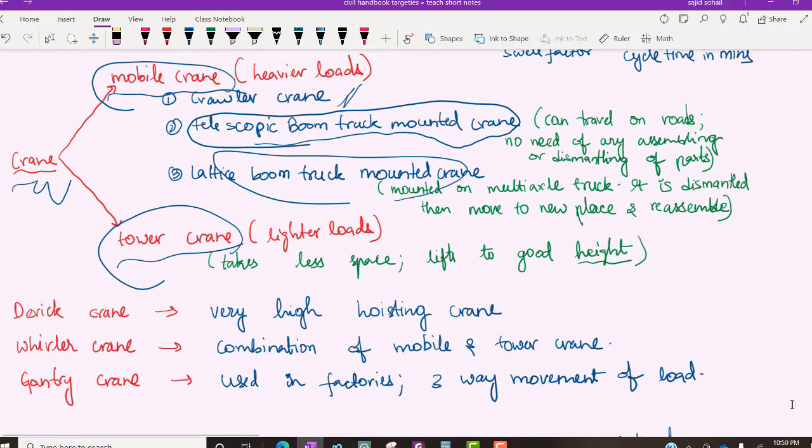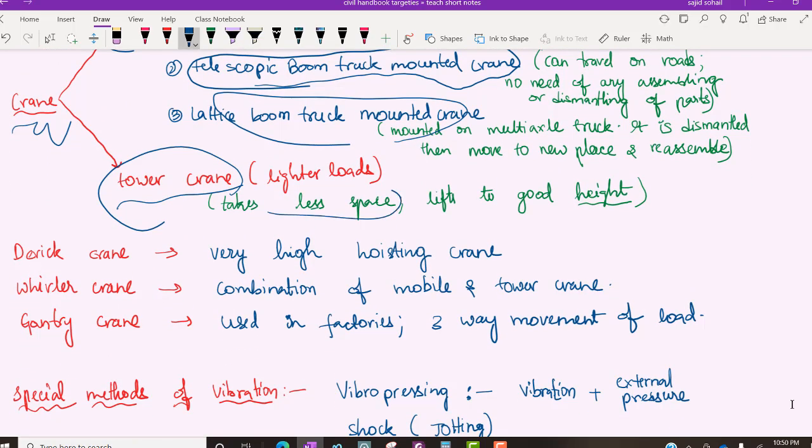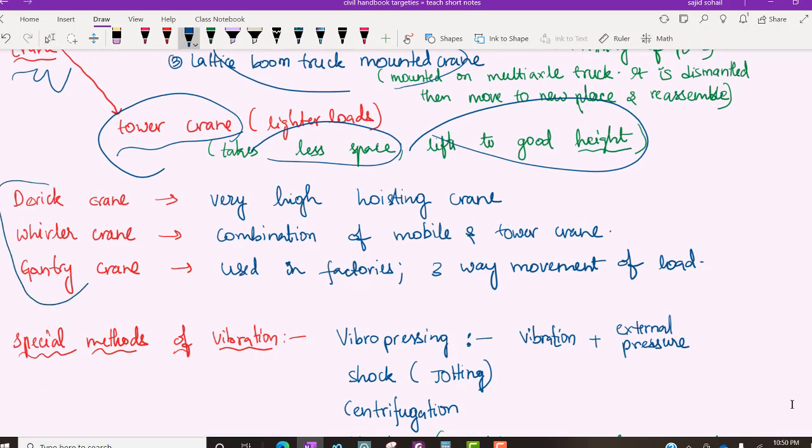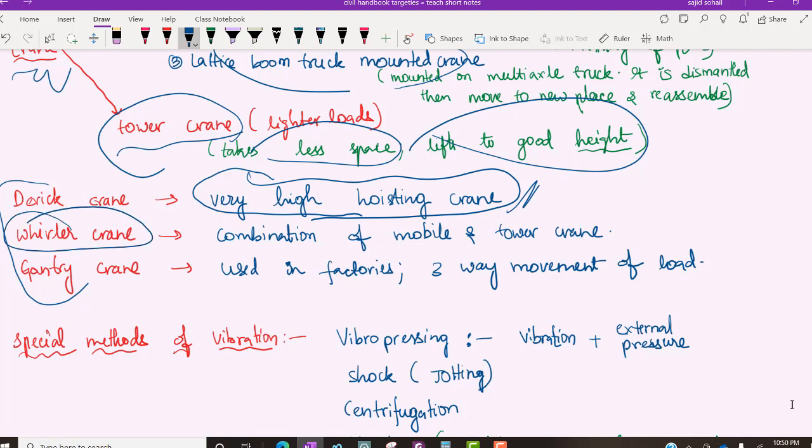So next is tower crane. Tower crane obviously it takes less space. It is used to lift the items to a greater height. So there are few other cranes of importance which could be asked for objective purpose. One is derrick crane. Derrick crane क्या होता है? It is used to take to a very high level heights. Okay, very high hoisting crane को हम क्या कहते हैं? Derrick crane कहते हैं. And we also have Whirler crane, which is nothing but combination of mobile and tower crane. It has benefits of mobile crane as well as tower crane.